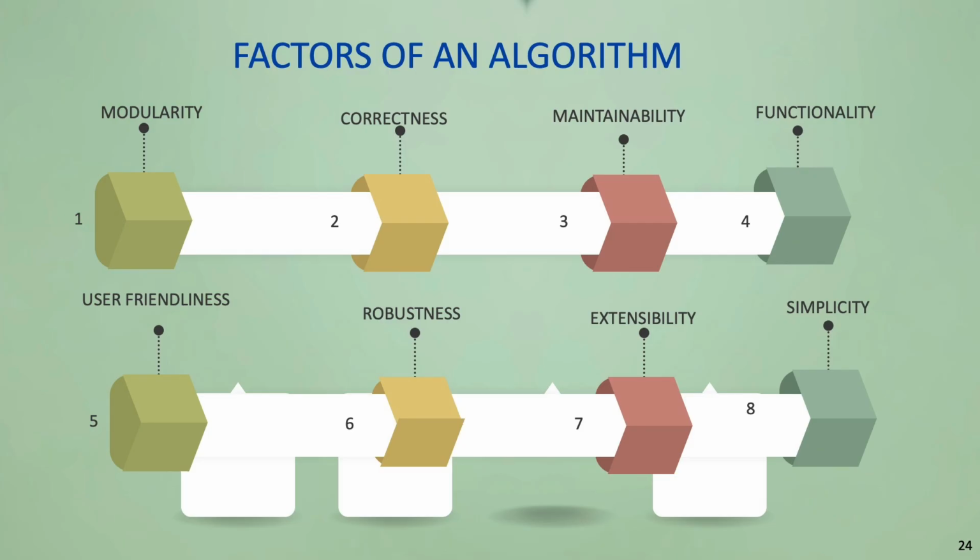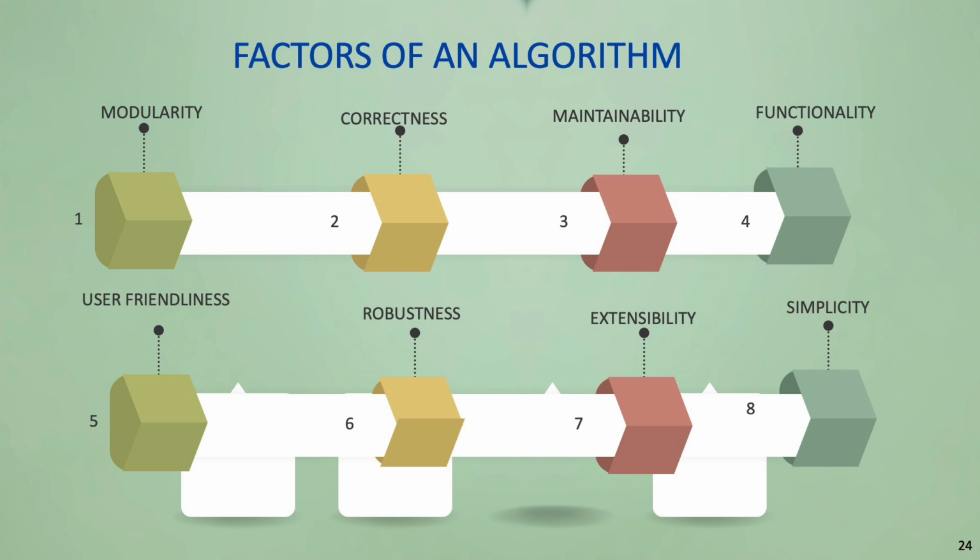The fifth factor expected out of an algorithm is user friendliness. In general, by looking at an algorithm, any user should be able to visualize what steps he should make in order to solve that particular problem.